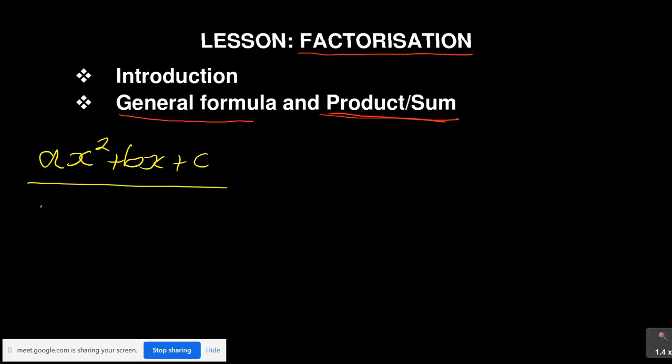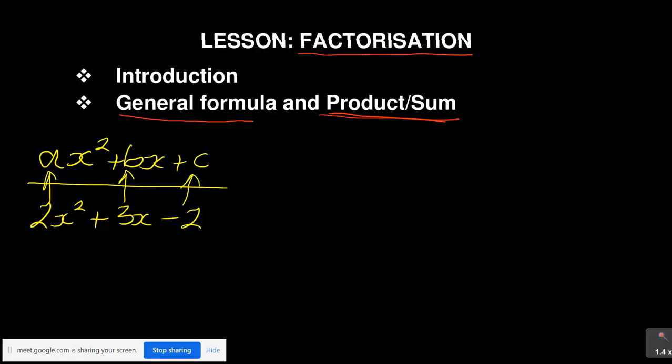To say, for example, maybe if it's 2x squared plus 3x minus 2, whereby the a is represented by that 2 and the b is represented by the 3 and the c is represented by the negative 2. So that is what we mean by the general form.